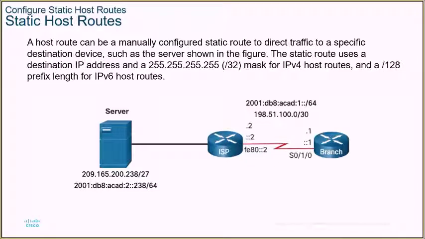A host route can be a manually configured static route to direct traffic to a specific destination device, such as the server shown in the figure. The static route uses a destination IP address and a 32-bit mask, or all 255s, and a /128 for an IPv6 one.